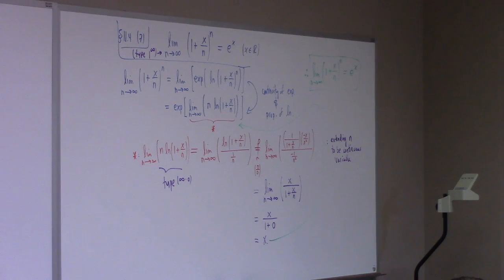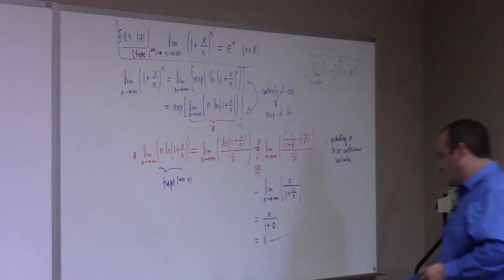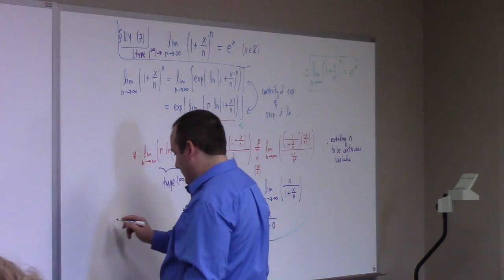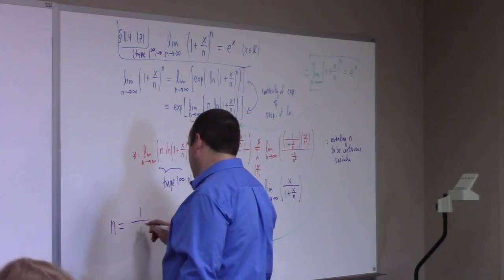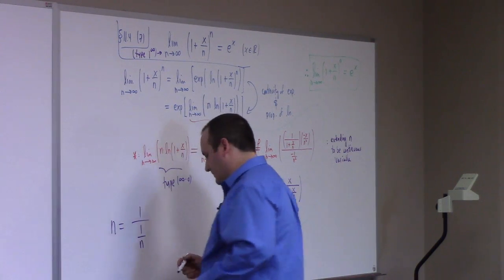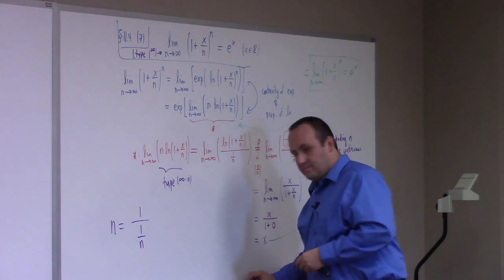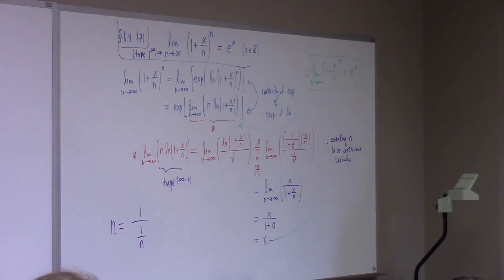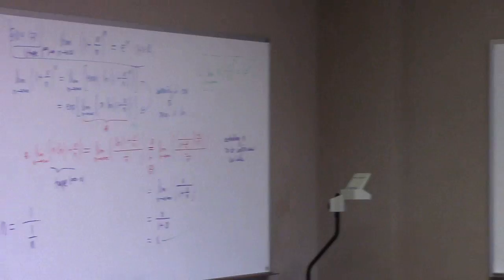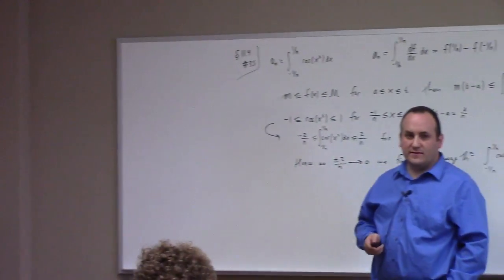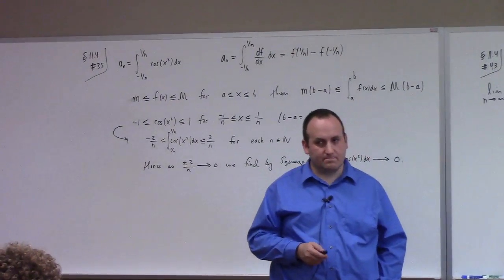Yes, sir? Might be rhetorical, but right there, the first one to the red, to the left. How'd you get that 1 over n at the bottom? Oh, that's just using algebra. So the algebra step here is that n is equal to 1 over 1 over n. Which is an important algebra trick for L'Hopital's.